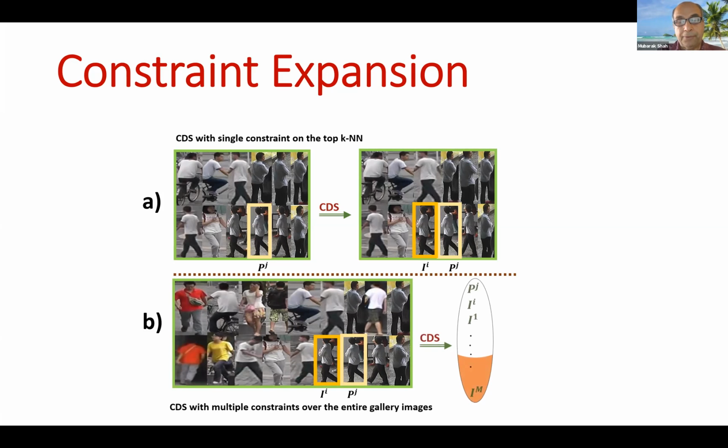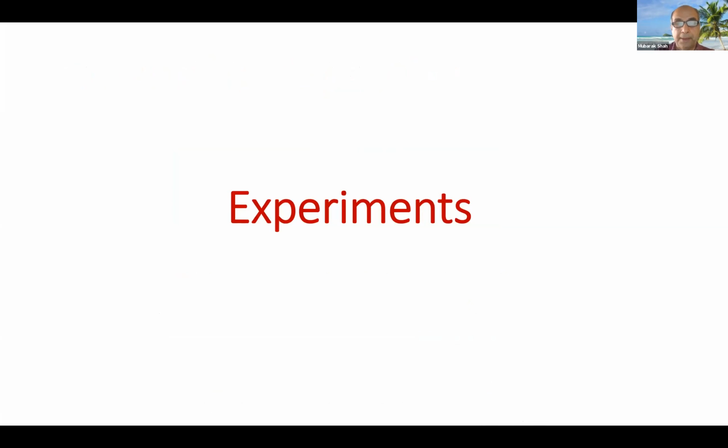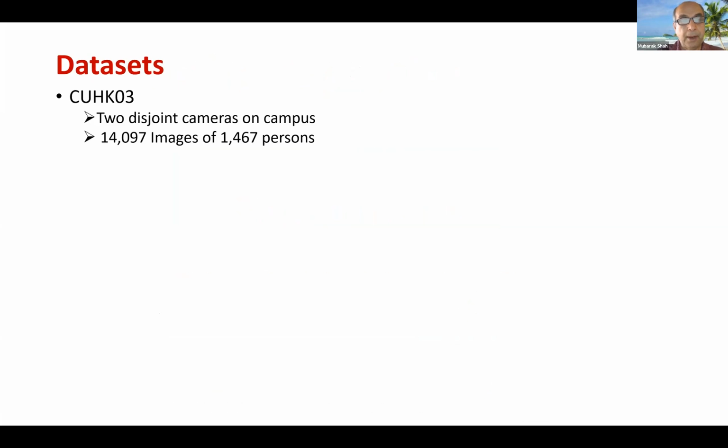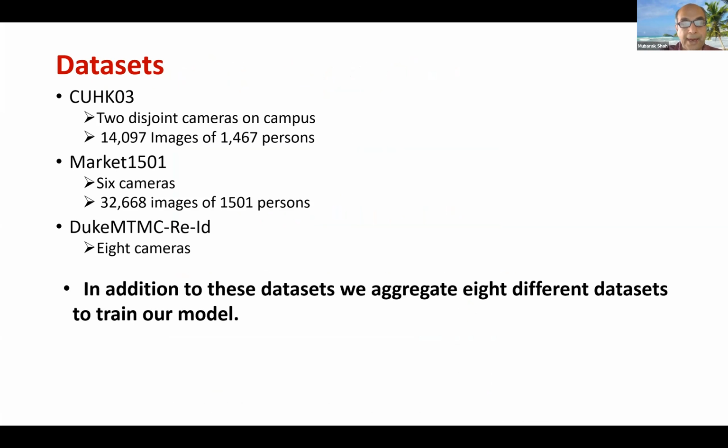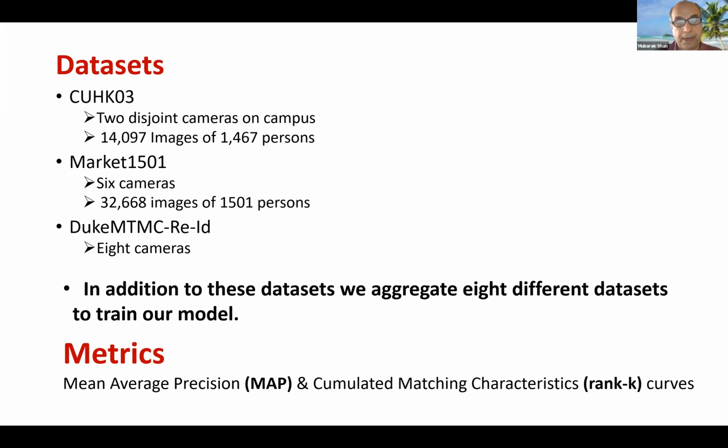Okay, so after that we'll get these scores. For the experiments, we have again used these three datasets as I mentioned earlier, the first paper: Hong Kong, Market, and Duke datasets. We have also aggregated features from 8 different datasets to train our model, and that helps. We use the standard metrics, mAP and rank-k.